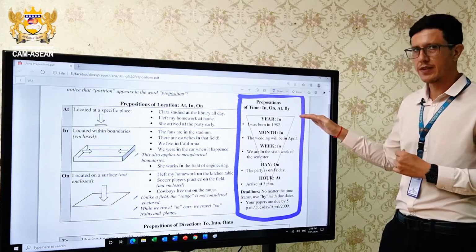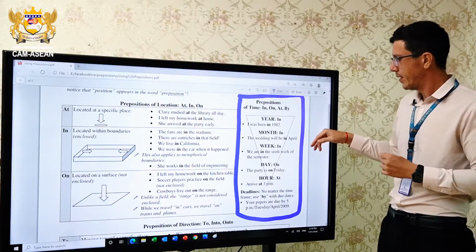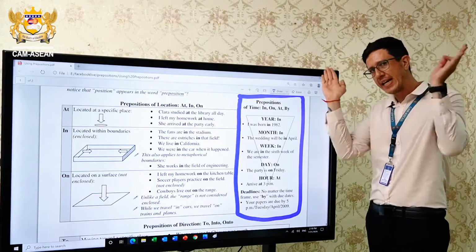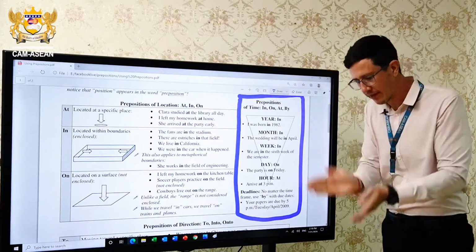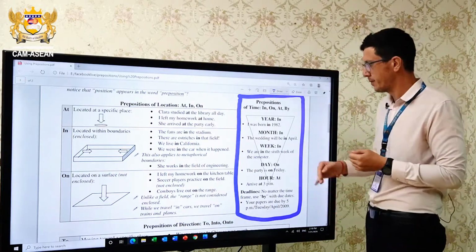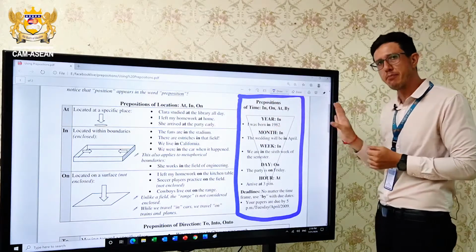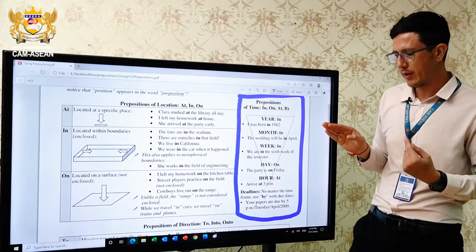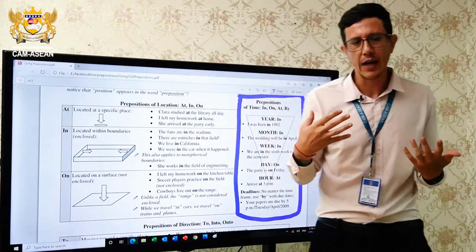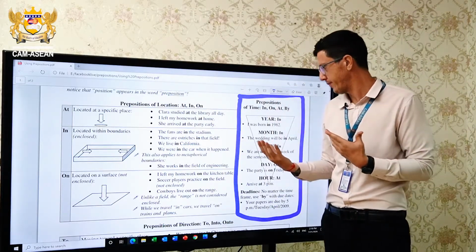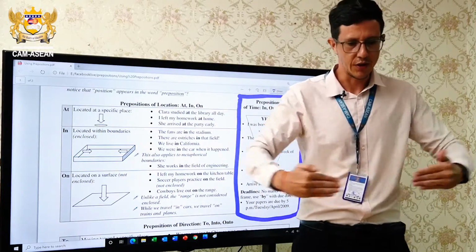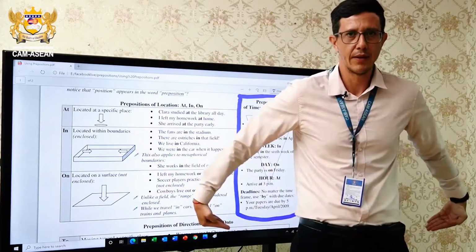So prepositions of time, in, on, at, by, what we have to think about is going from a big idea, a general idea, to a very specific idea. So in is the most general. And when we talk about time, it's very close to location. In, it's like location. There's something all around me.